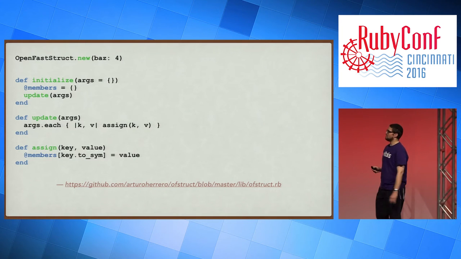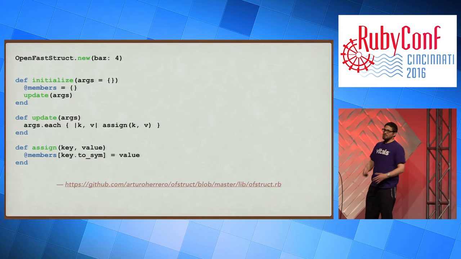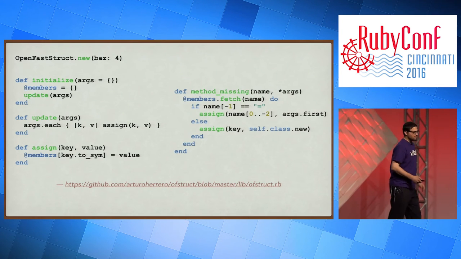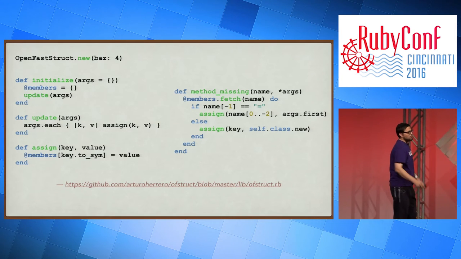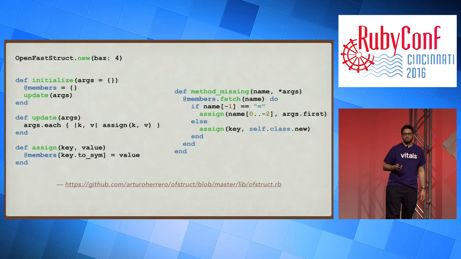So we're not defining any methods. Well, if we don't define any methods, what's going to happen when we start trying to access stuff or assign things? We're going to hit method missing. And this method missing is kind of wacky, so I'll walk you through it. It's trying to deal with not two, but three separate possible situations.